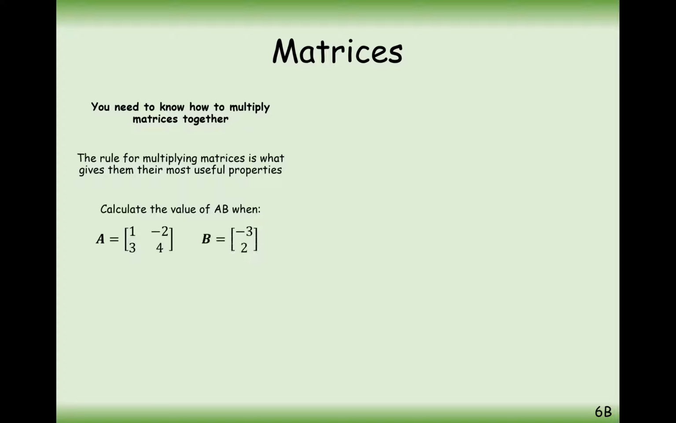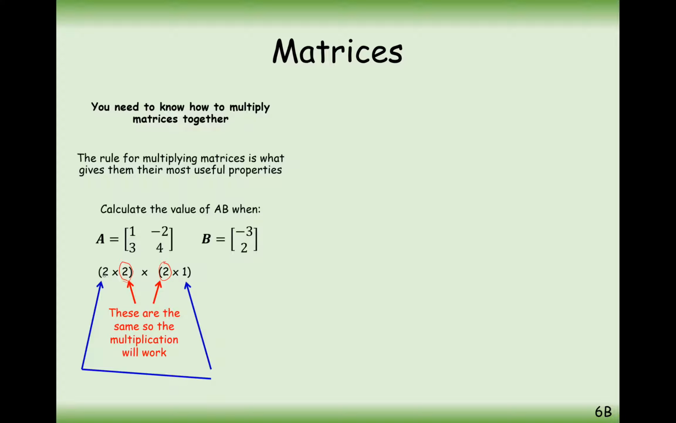Now let's have a look at how we would multiply these two matrices. Let's first do a little check that we can multiply these matrices together. Now this matrix here has 2 rows and 2 columns, so it's 2 by 2. And this matrix here has 2 rows and 1 column. So this is a 2 by 1 matrix. So given that this number here matches up with this number here, we are good to go on the multiplication. And our answer is going to look like a 2 by 1 matrix.